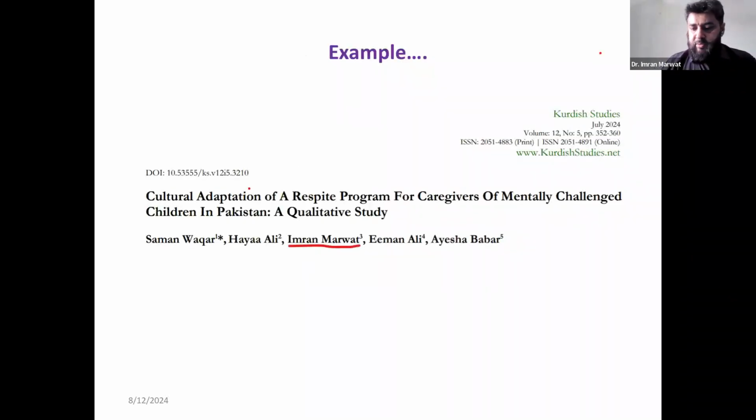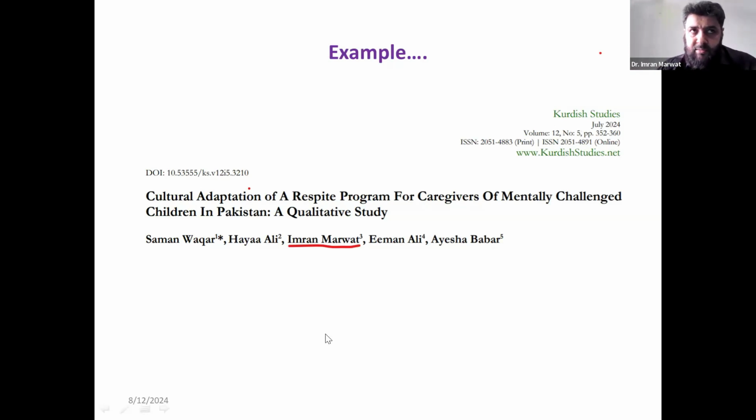This was the study which I was talking about that was recently published in July. Here you can see that it was published in July 2024. It is the cultural adaptation of a respite program for caregivers of mentally challenged children in Pakistan, a qualitative study. This is the phenomenological study. This was published in Kurdish Studies, a W category, I think UK or US journal, of very good repute. It has a very good impact factor.